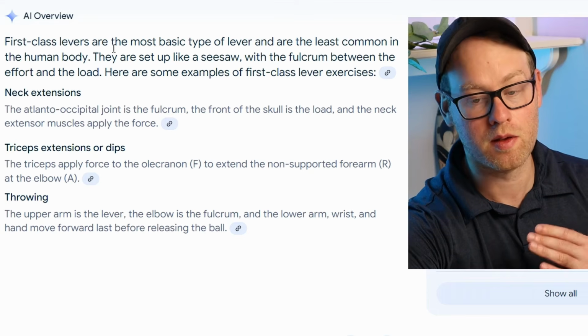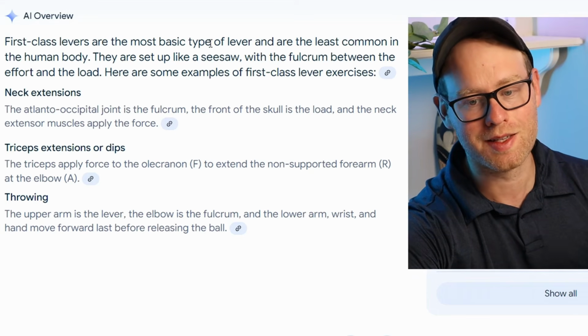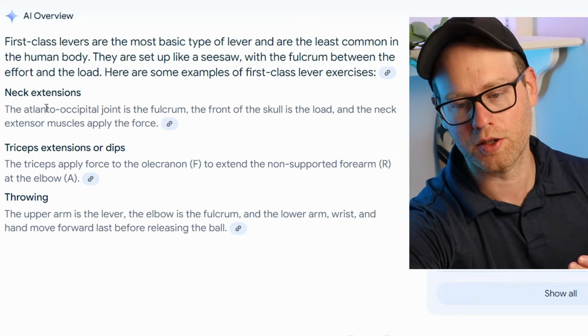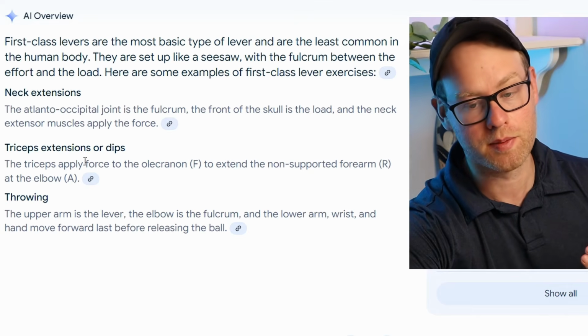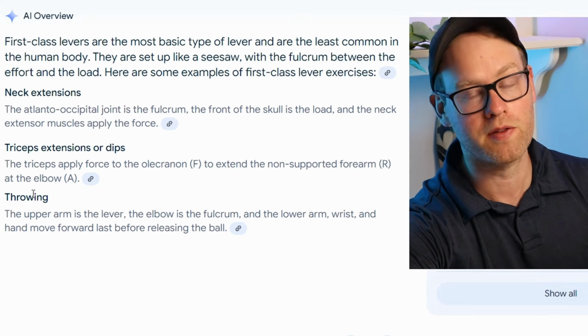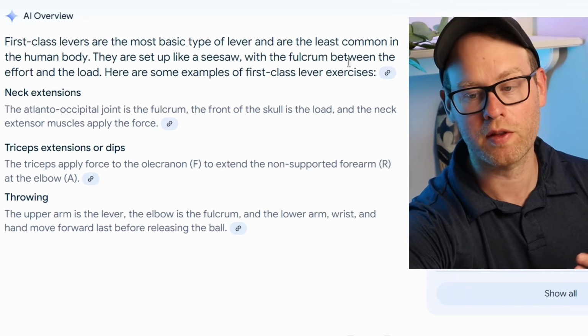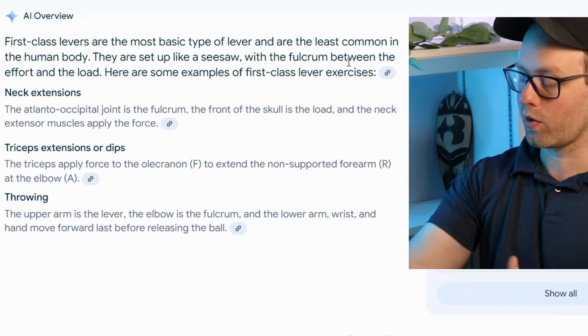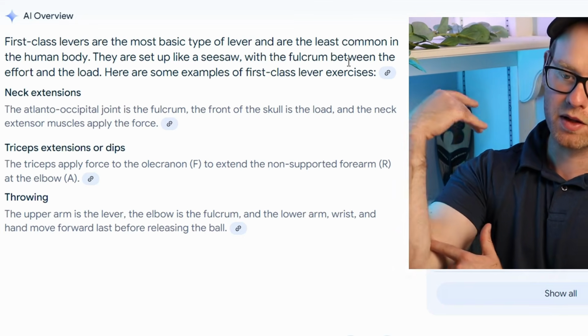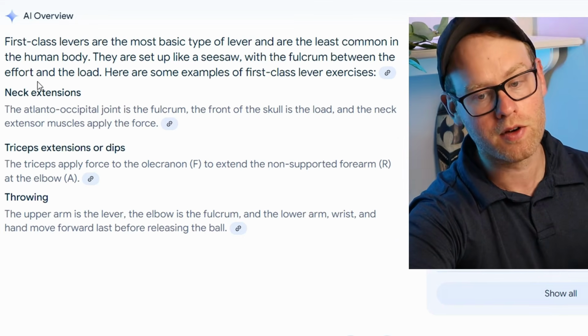First class levers are the most basic type of lever and the least common in the human body. Neck extensions, tricep extensions, dips, throwing, things like that would be first class levers. And these are set up like a seesaw with the fulcrum, and the fulcrum is essentially a pivot point, so my elbow in the bicep curl will be the fulcrum between the effort and the load.